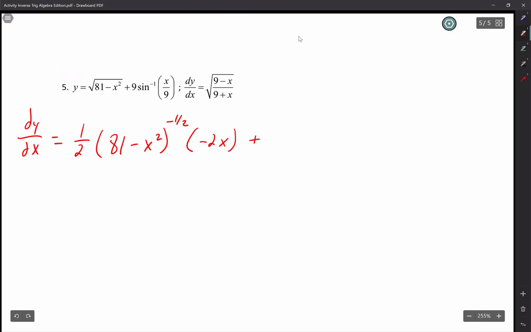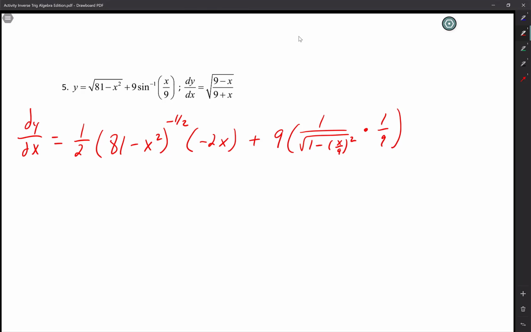I put plus. You can either put 9 there or you can put it in the top of your arcsine. It does not matter. The derivative of arcsine, 1 over square root 1 minus x over 9, put the square on it, times the derivative of x over 9 is 1/9. And it looks like we're done. And now we just got to do algebra. And as you can see, nowhere does it look like you're going to get square root of 9 minus x over 9 plus x. So you're going to have to do some manipulation. And relax, we got you.